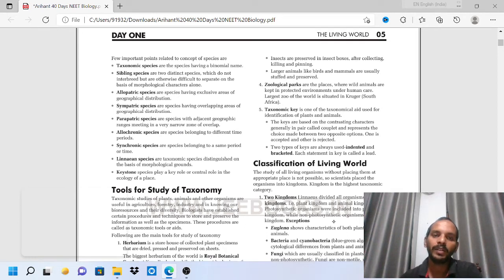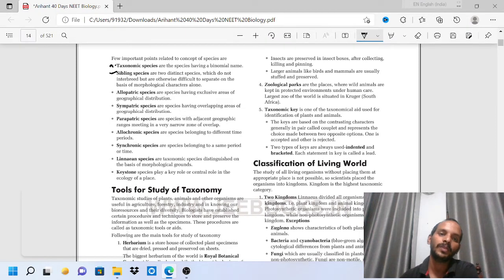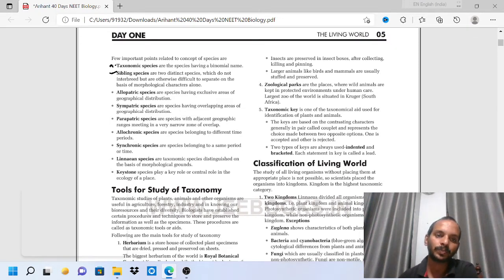A few important points related to the concept of species. Taxonomic species are the species having a binomial name. Sibling species are two distinct species which do not interbreed but are otherwise difficult to separate on the basis of morphological characters alone. We know that the name sibling is showing sibling.